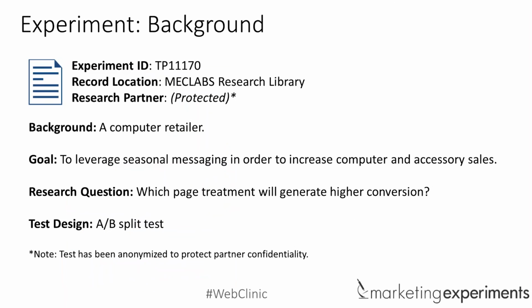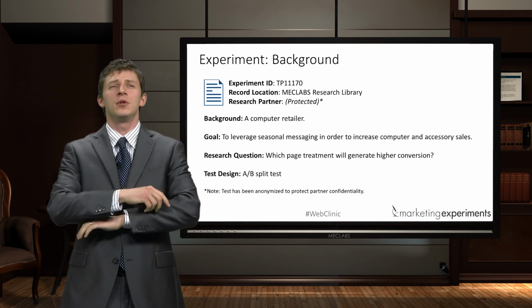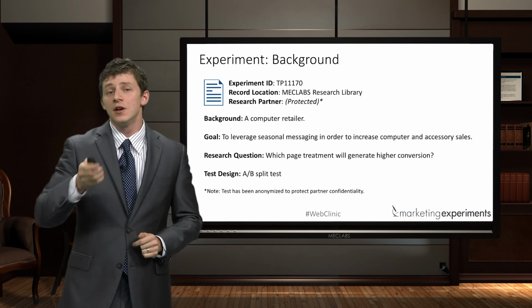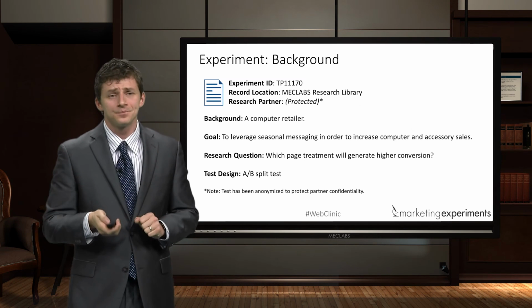This is a computer retailer. We've significantly anonymized this to protect the partner, but it's a very classic example. Here's a group that wanted to take advantage of a holiday. We're using July 4 as an example in the anonymization, but it wasn't July 4. It was a very significant time for retailers. Every year during this time, people make a ton of money in e-commerce, especially in this vertical.